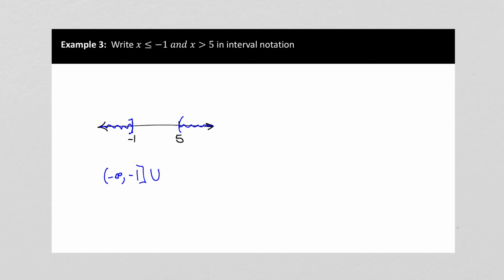And that is unioned with, we put this U looking thing in the middle, 5, or parentheses, 5, and on to infinity. So there's an idea about how to use interval notation.